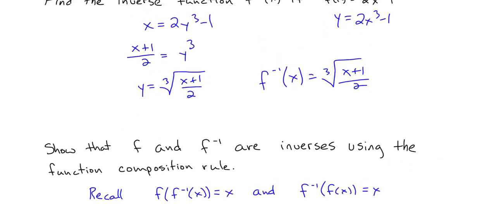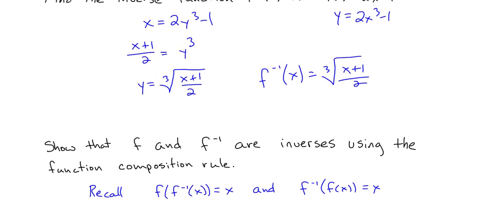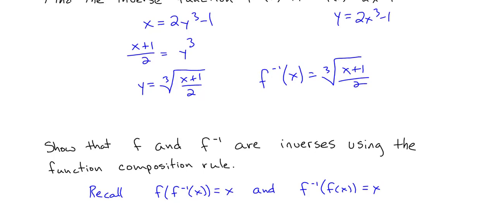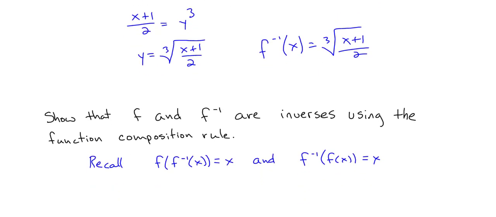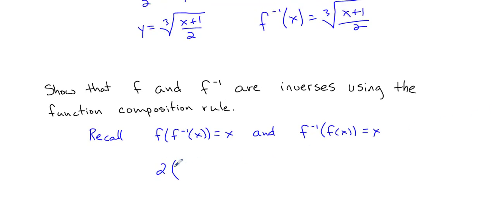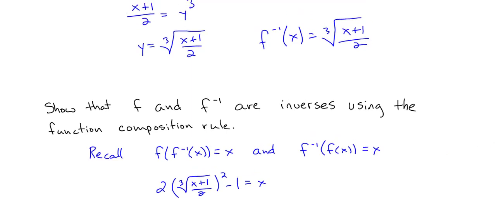And for all intents and purposes, I'm sure you guys have done that before, right? Maybe we can just set up one of them, maybe the first one. Substitute the inverse into the function. Well, that would be 2 times the cube root of (x plus 1) over 2, squared, minus 1. That better be equal to x, right?